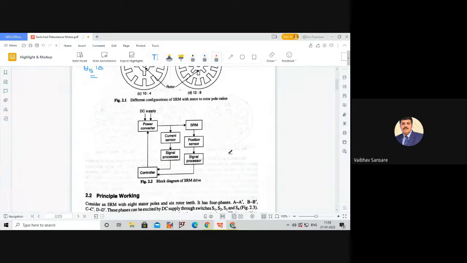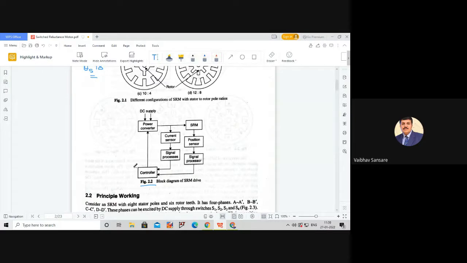Now, the basic block diagram of any SRM drive is as shown in figure 2.2. If you look at this block diagram, you will find a closed loop system. The power converter circuitry consists of the power switches, or semiconductor switches, present in each stator phase. The SRM is excited with a DC supply, which is given to the power converter block.